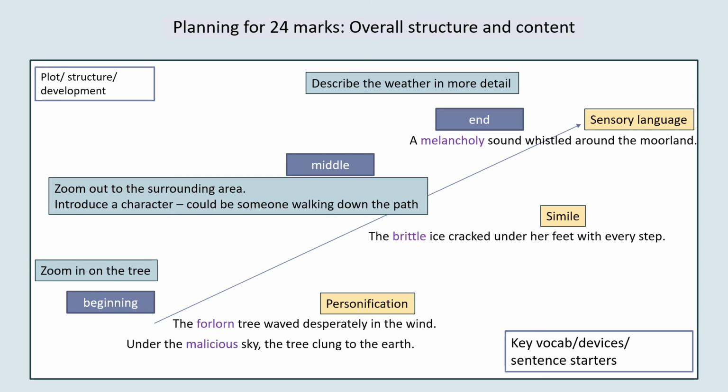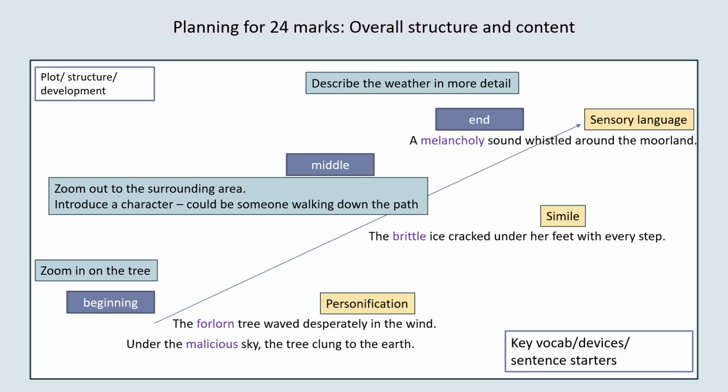So here we've got the forlorn tree waved desperately in the wind. We know trees can't wave. And under the malicious sky, the tree clung to the earth. Trees can't cling, but it's a good language device to use. Once I've written about the tree, I'm going to include some colour imagery there. I'm going to describe what it looks like. I'm then going to talk about the surrounding area. I might even introduce a character. It could be someone walking down the path.